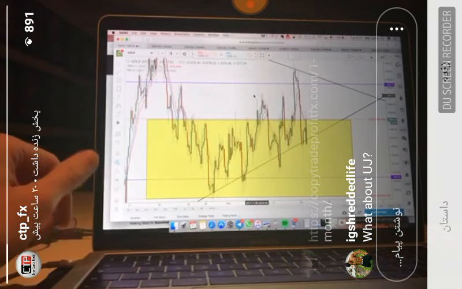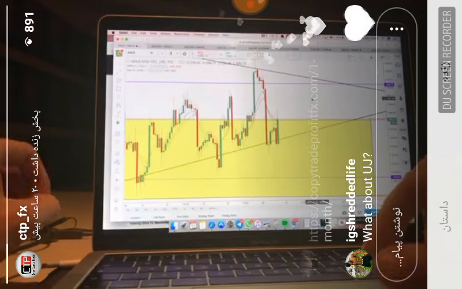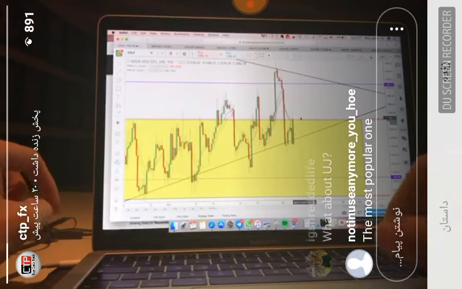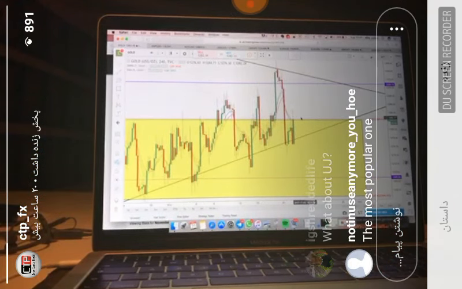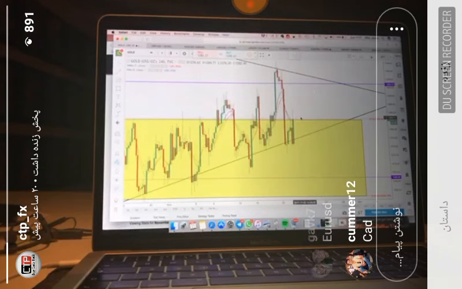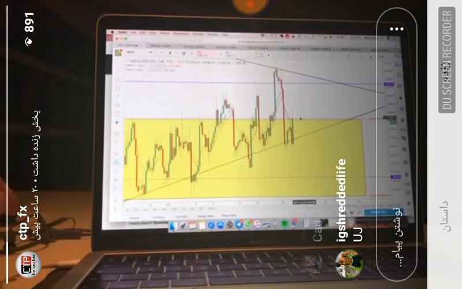What pairs should we look at next? Anyone? Any ideas? I'll give you a couple of minutes to decide which ones you want next. Gold, just been through that. The most popular one is probably gold or Euro USD.